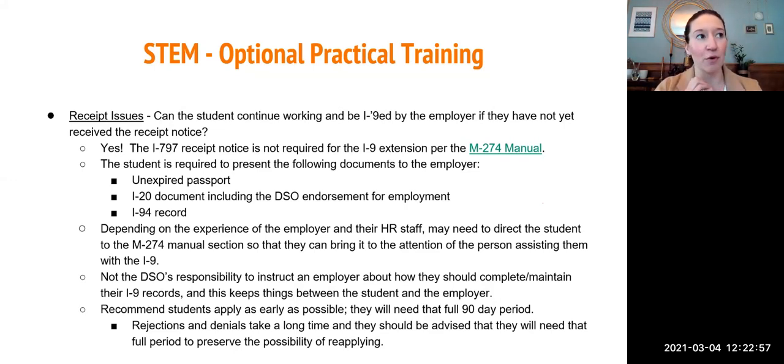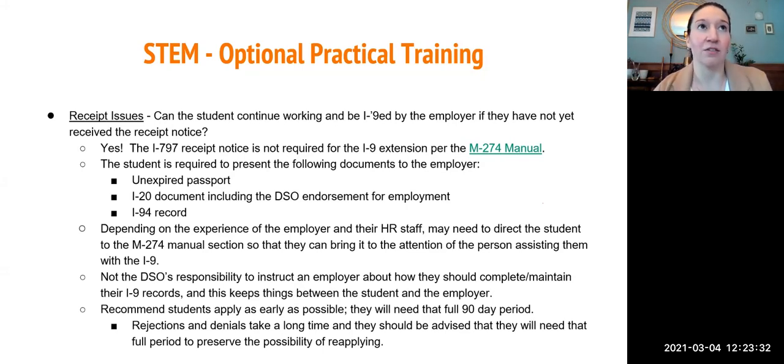And I think what we've encountered from time to time is that sometimes employers may have varying experience with I-9 completion, especially for small companies, smaller nonprofits, startups. These are all kinds of situations we've seen in which the employer may not have the experience yet with the I-9 processes, and they feel uncomfortable doing the I-9 extension without having that receipt notice. But the fact of the matter is, it is not a requirement for them to have that receipt notice.